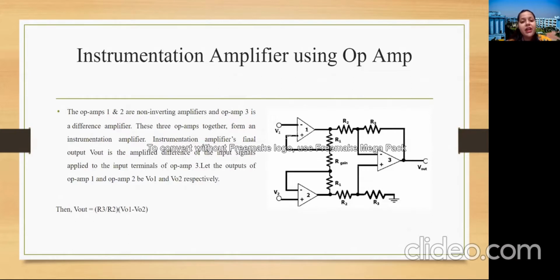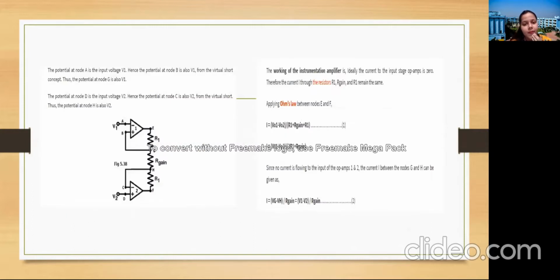The instrumentation amplifier's final output, Vout, is the amplified difference of the input signals applied to the input terminals of op-amp 3. If the output voltages from op-amp 1 and op-amp 2 are V1 and V2, then we can write the output voltage of the instrumentation amplifier, that is Vout, equals R3 by R2 into (V1 minus V2). This is the working detail of the instrumentation amplifier, using which we can design one.